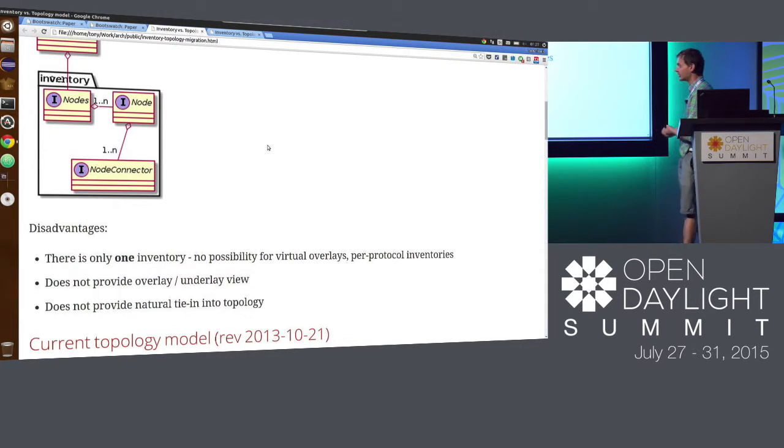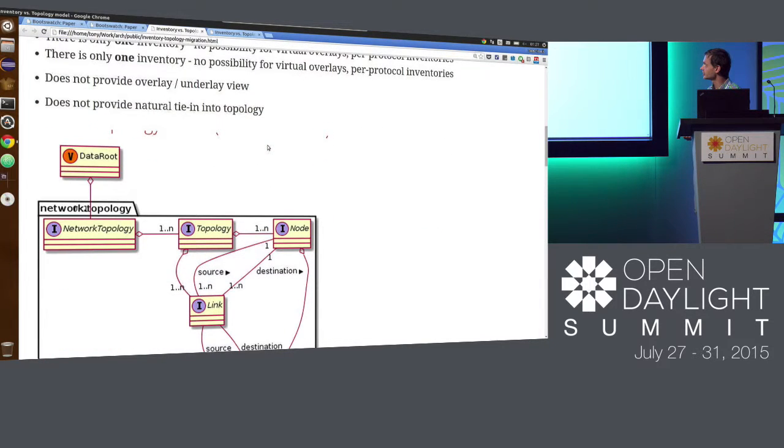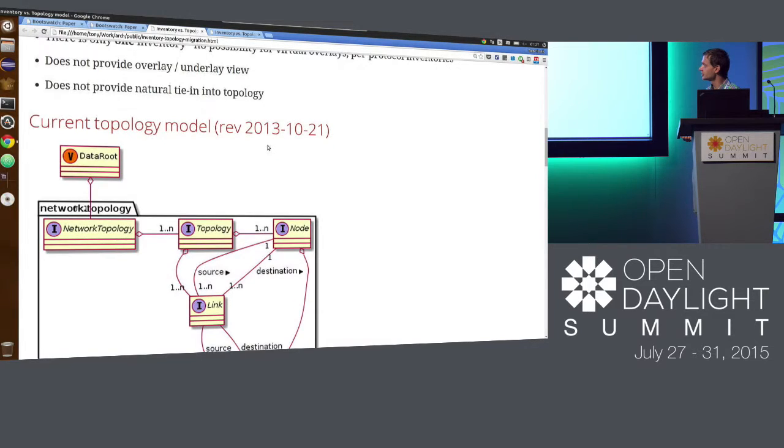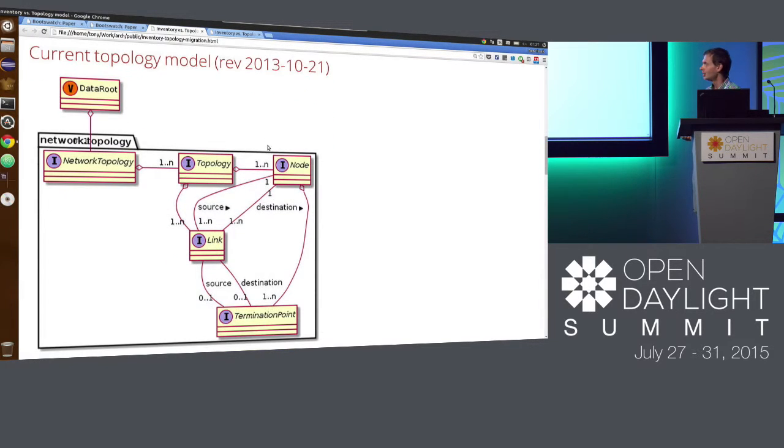Also, in OpenDaylight, we are currently using a topology model from 2013 as was proposed in the IETF. And this model is a bit better, but it also has its own, not problems, but it also evolved. And the model proposed for the Beryllium is the advanced version of that model.